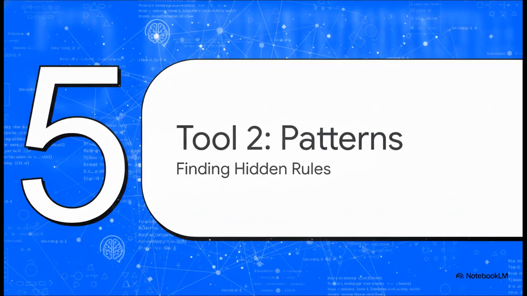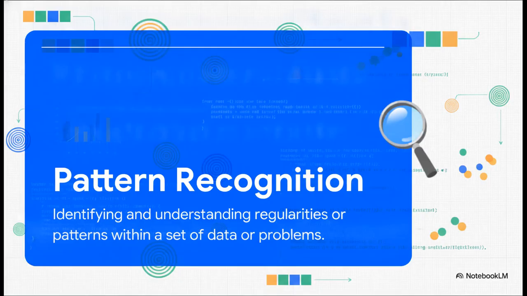All right, next up, Tool 2, pattern recognition, finding the hidden rules. Okay, so once you've broken things down, you got to speed things up. Think of this as a massive brain hack to save you a ton of time and energy. Pattern recognition involves identifying and understanding regularities or patterns within a set of data or problems. Basically, by identifying these repeating regularities, you don't have to reinvent the wheel and solve the exact same problem from scratch every single time. You just spot the pattern, apply the rule, and move right on.